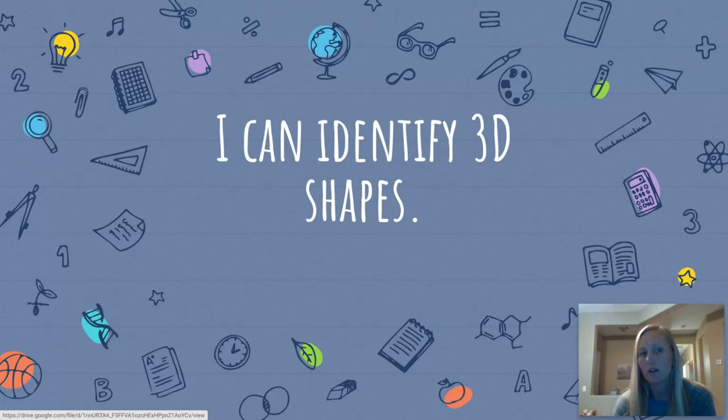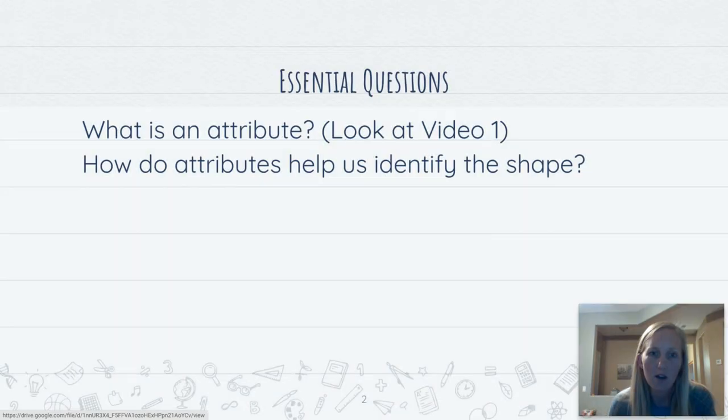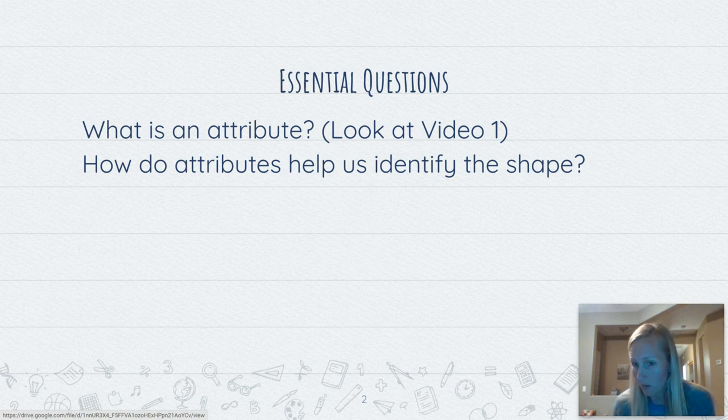3D shapes are a little bit trickier, so this video is going to hopefully be a little bit more challenging for you. Our essential questions are, what is an attribute? Remember from the other video, hopefully you got a chance to watch the 2D shape one. Attributes are our sides, our edges, sides and edges, same word, okay? Our vertices, our angles, and our faces. And how do attributes help us identify the shape?